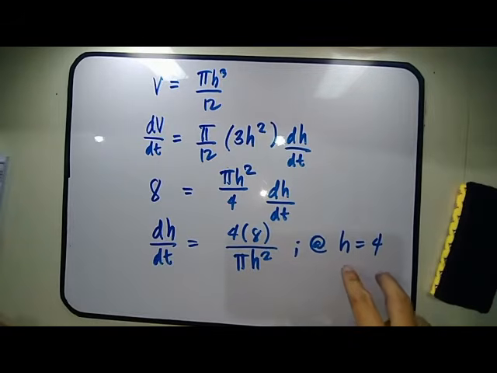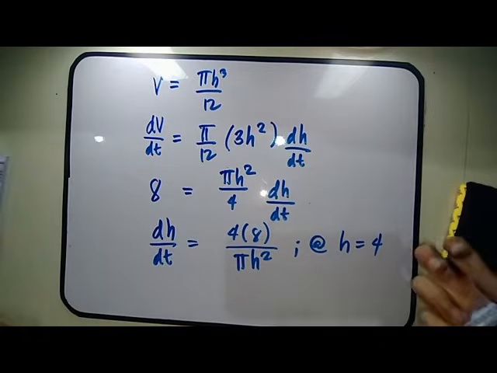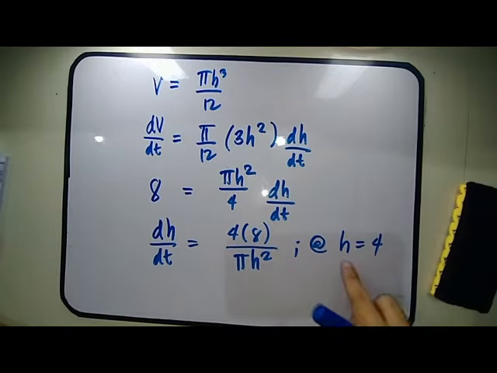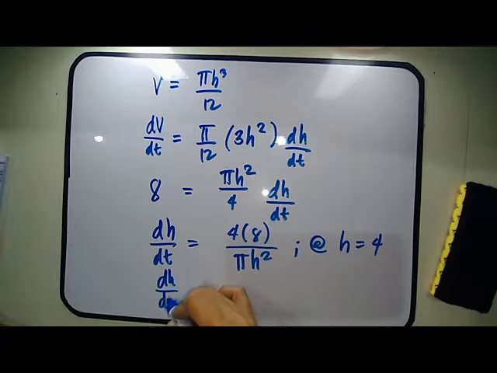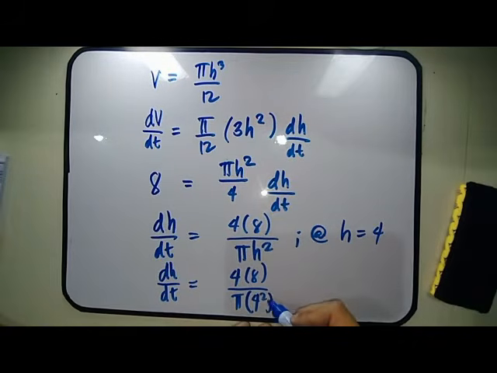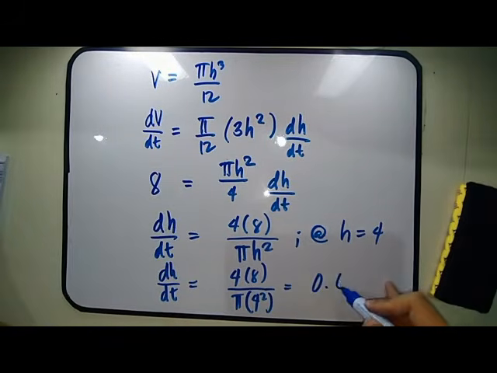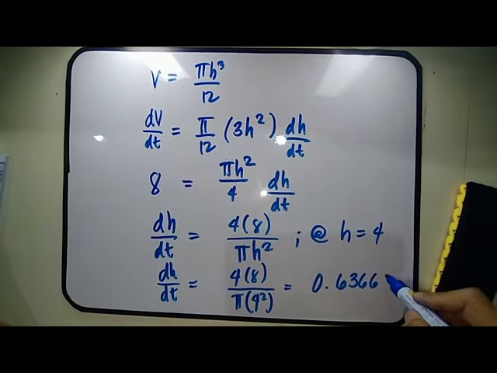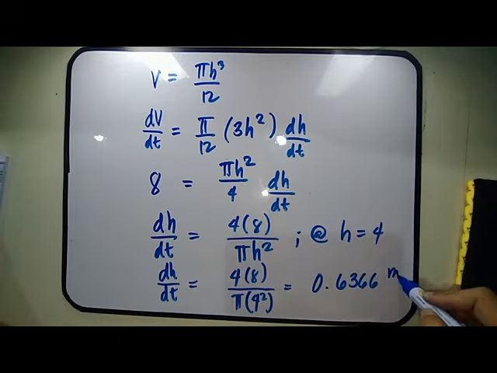Then we substitute the condition. What is the rate of change of height when the height is equal to 4? The differential of height with respect to time is equal to 4 times 8 over pi times 4 squared. So you have 0.6366 or 0.64 meters per minute.